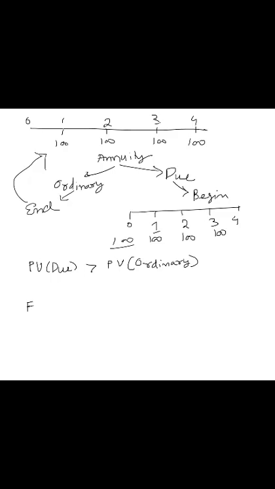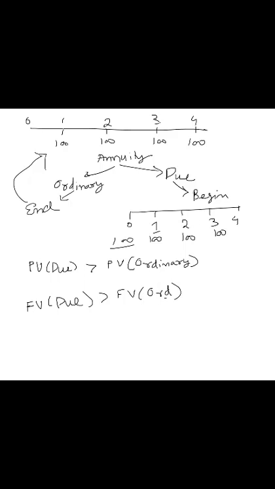In fact, the future value of annuity due will also be greater than the future value of ordinary annuity. The reason is kind of the same: we will be compounding this $100 for one more extra period, which is between the third and fourth. But in the ordinary case, the last payment will not be compounded, so the future value of annuity due will be greater than the future value of ordinary annuity.